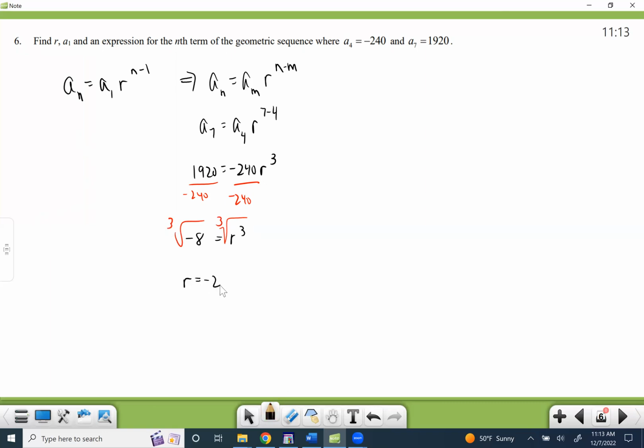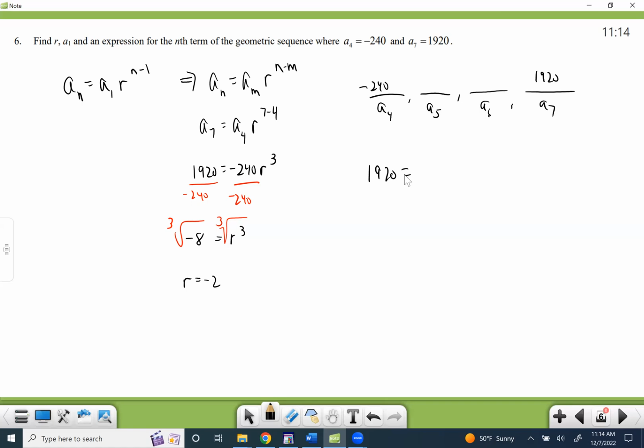Now let me show you a little bit more of an intuitive way to get it. If this formula is weirding you out, a more intuitive way to get it would be like, okay, I know A4, then there's A5, then there's A6, and then there's A7, which is 1920, and this one is negative 240.